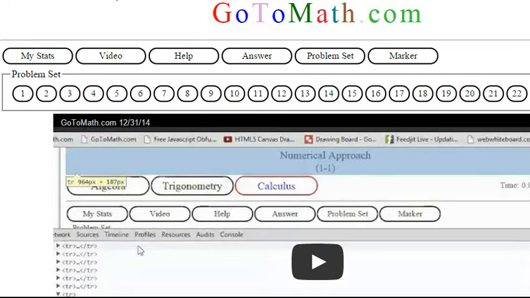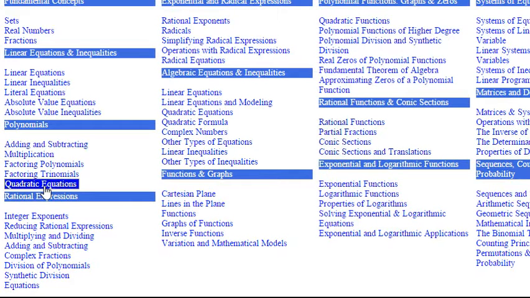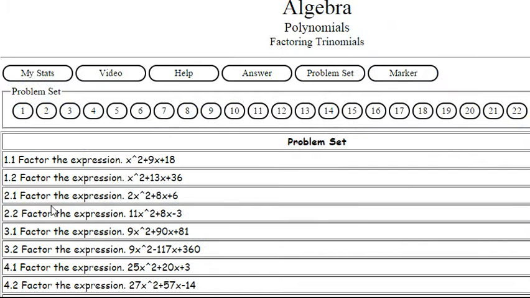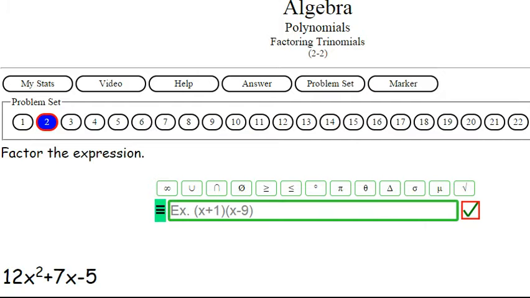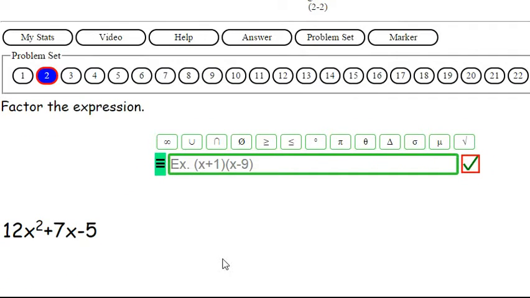Okay, we're over here at gotomath.com. Let's go down to factoring trinomials, and we're going to be looking at 2.2. Okay, so I'm going to write this down here. We have 12x squared plus 7x and then minus 5.